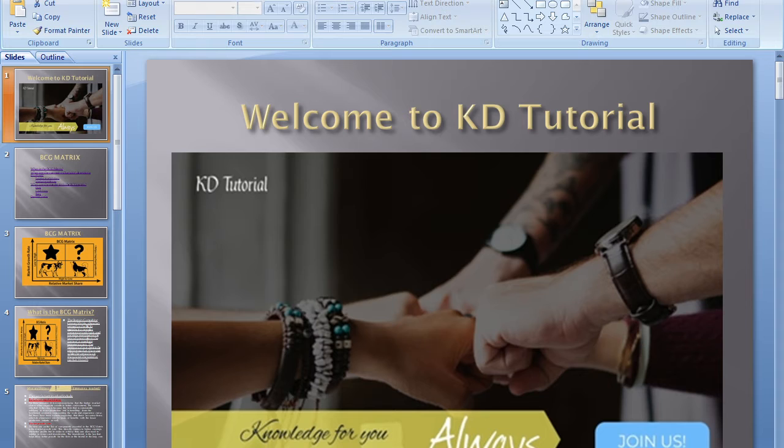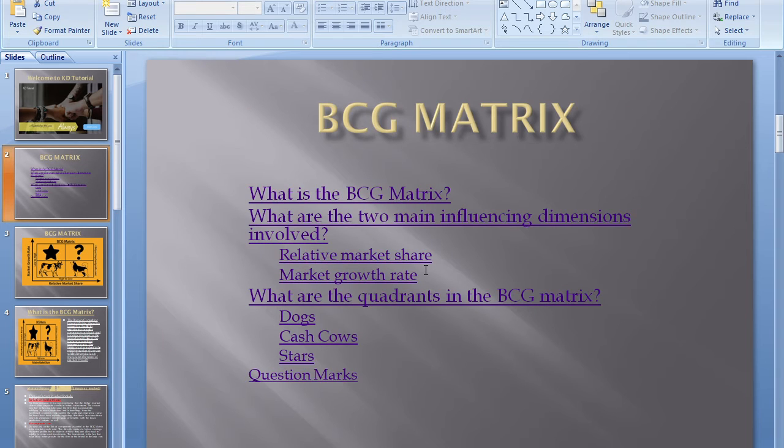Today we are discussing the next part of strategic management, and we are discussing the BCG matrix. In the BCG matrix, we are discussing what the BCG matrix is, what the two main influencing dimensions involved are, and what the quadrants in the BCG matrix are.